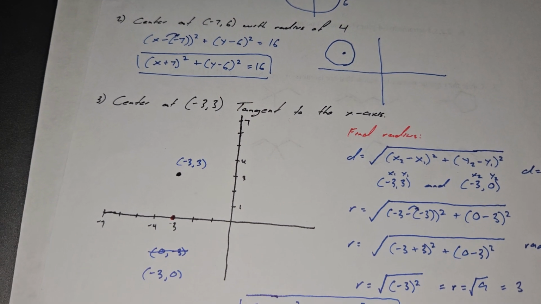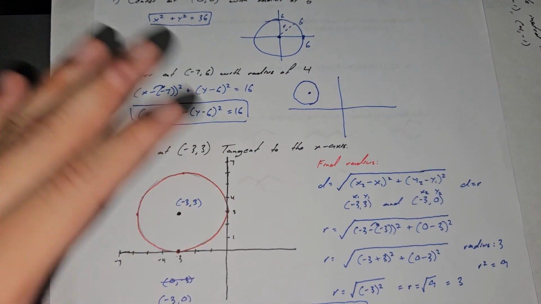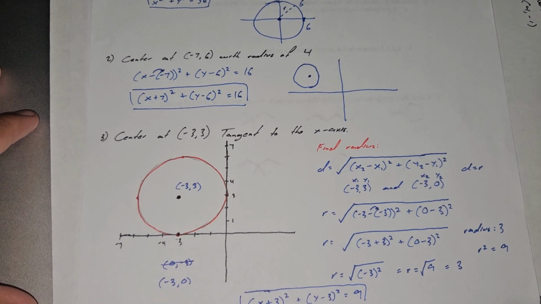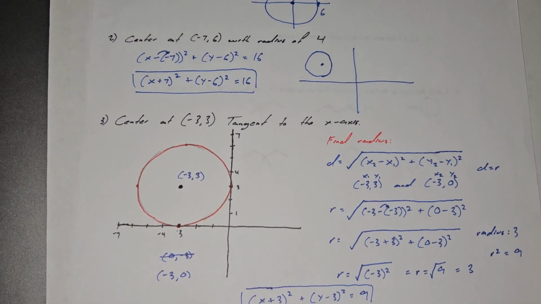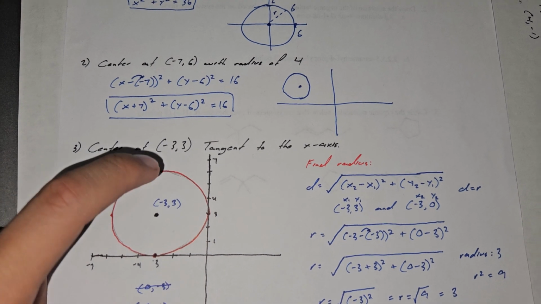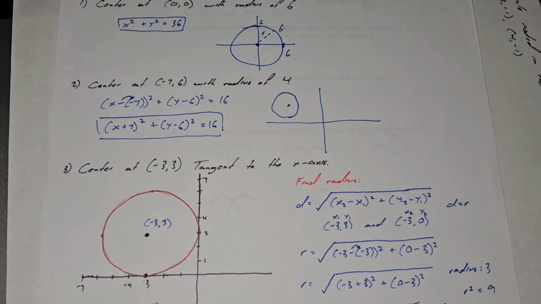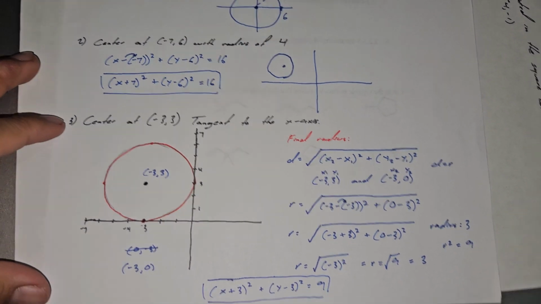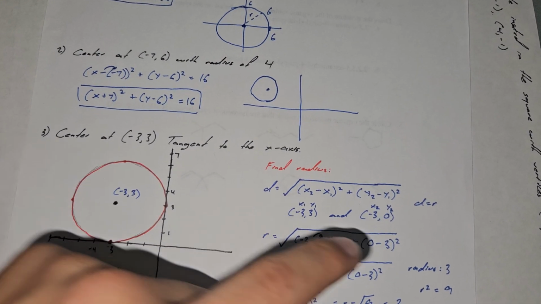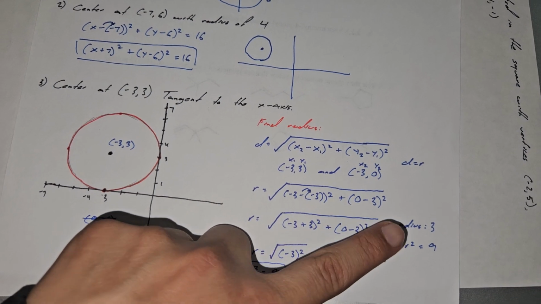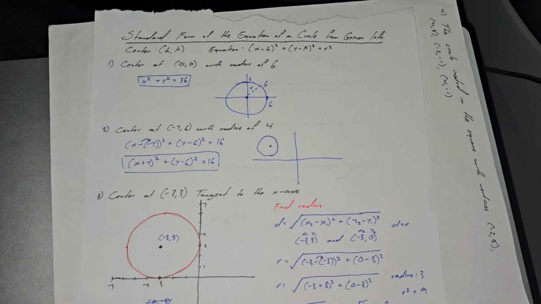Now that we found our equation and our radius, I sketched a rough sketch of the circle, it's not perfect, with a radius of 3 and our center at -3, 3. So that's how you do number 3. If you don't believe my distance formula, our radius is in fact 3. Just plug this into the calculator and you will get 3. And look here, 1, 2, 3.